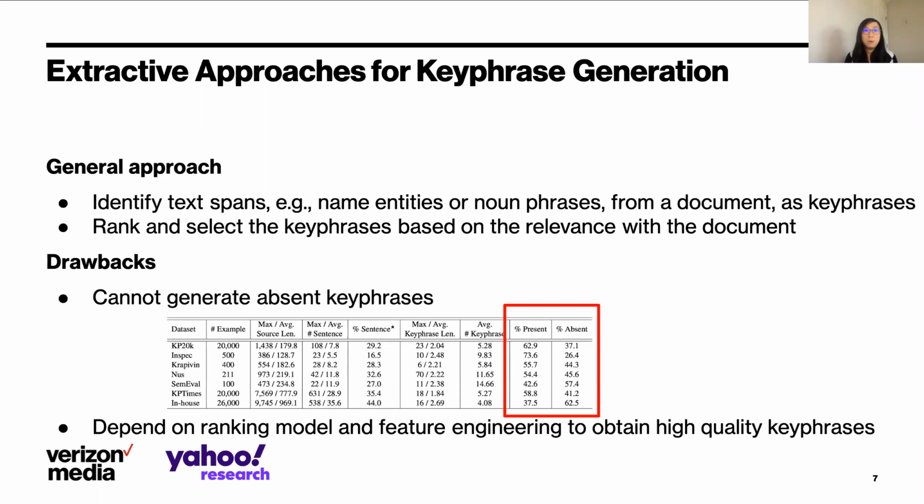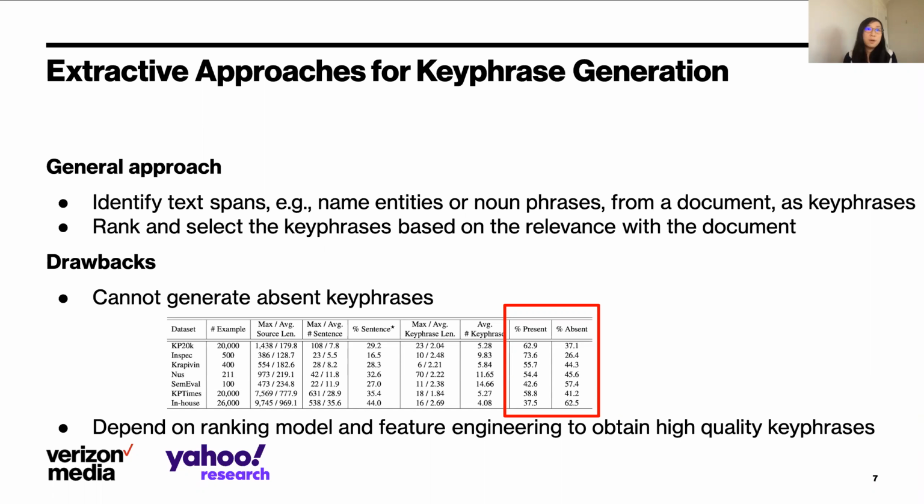And then there will be a ranking model to measure the relevance between each key phrase and the document and to decide the final set of the relevant key phrase. So usually this approach works pretty well, but it also has some drawbacks. So first is that this kind of approach cannot generate the so-called absent key phrase.